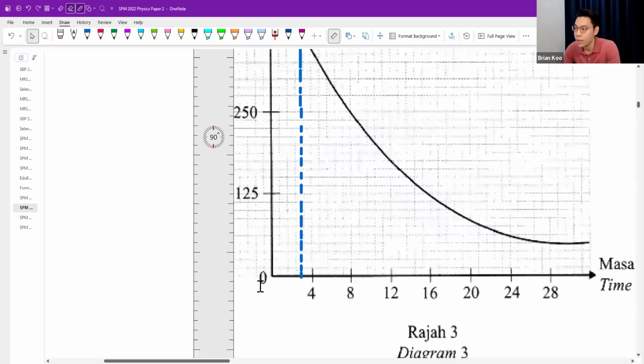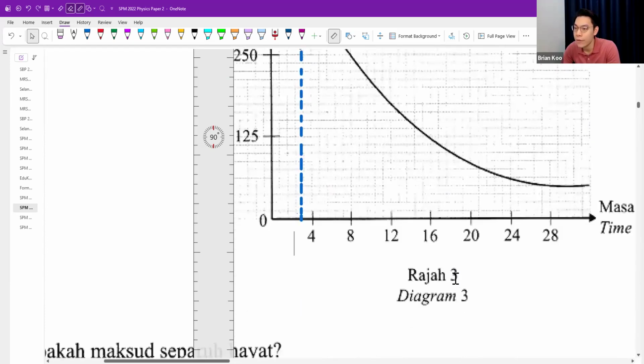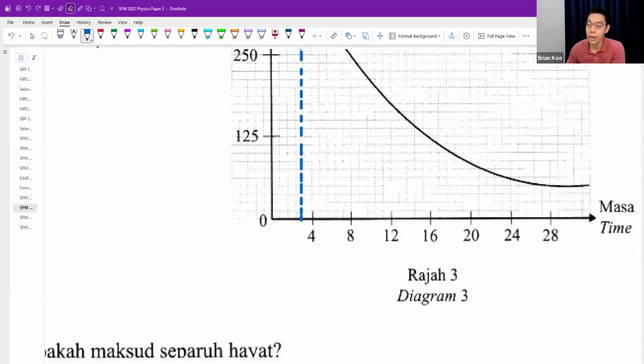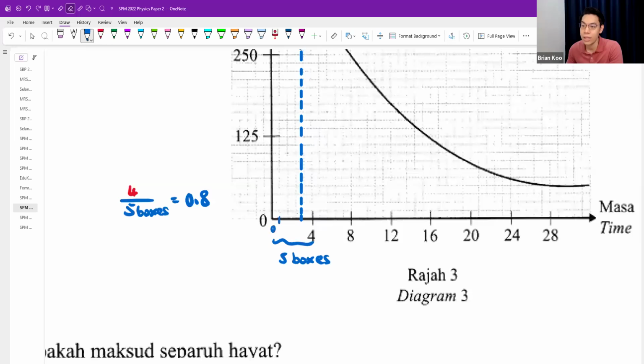They split, sorry, this scanned version is not great, but it looks like 4 boxes. Okay, so how to do this? Here got 5 boxes. You take 4 and then you divide by 5 boxes. You will get 0.8 for every box. If every one box is 0.8, you just multiply 0.8, 0.8, 0.8, 0.8, 4 boxes.